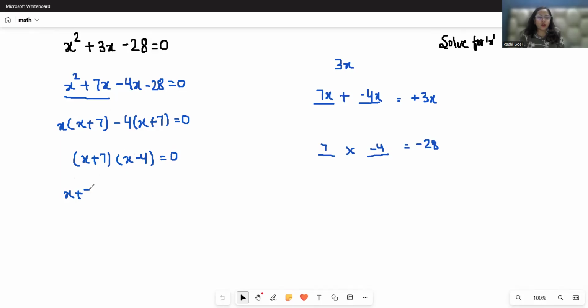Now to find the solution, put each factor equal to 0. So if x plus 7 equals 0, x is equal to minus 7, and if x minus 4 equals 0, x is equal to 4.